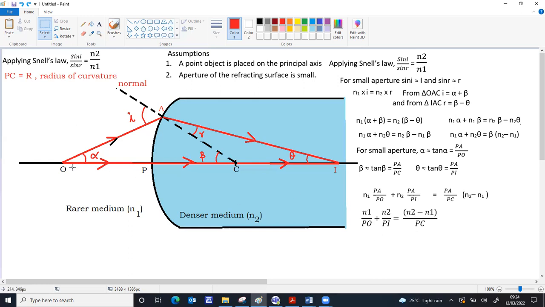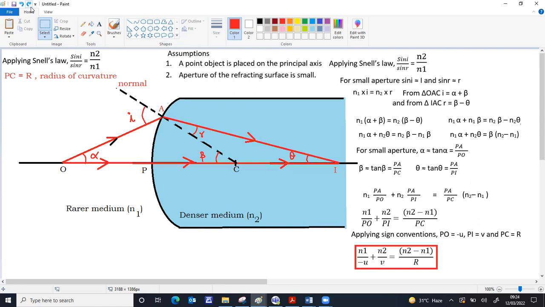Then find PO. PO is u, PC is R, PI is v. If you apply sign conventions, PO equal to minus u, PC and PI will be positive, R and v respectively. If you substitute this back here, n1 by minus u plus n2 by v equal to n2 minus n1 by R. That's the required expression for refraction at a single spherical surface, which can be used to find the image position or the object position or the radius of curvature or n1, n2 if the other values are given.